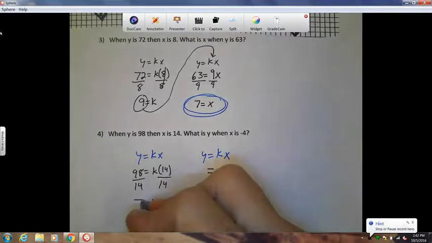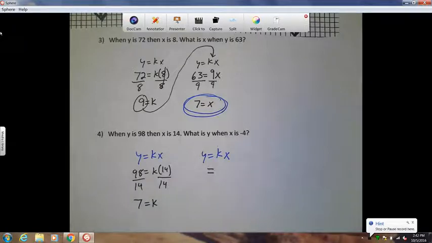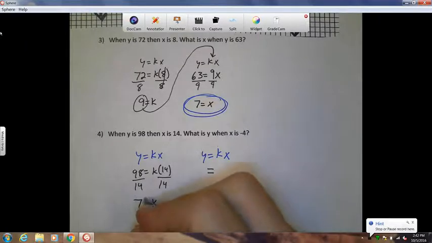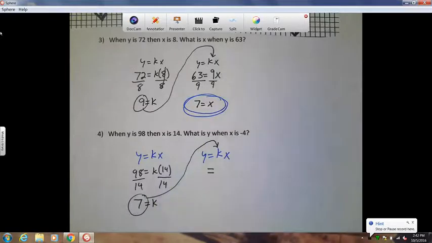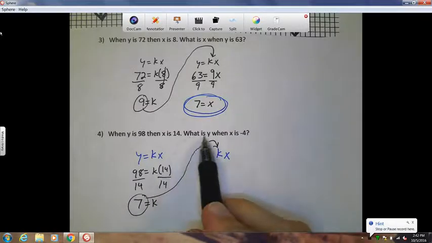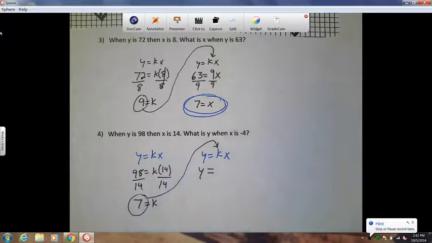So take this 7, put in for k. What is y? I don't know y this time. I do know k. K is 7. x is negative 4. So y is equal to negative 28.